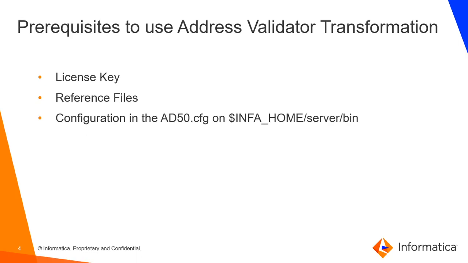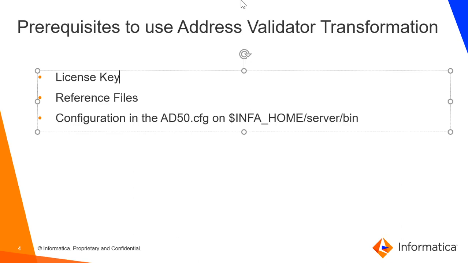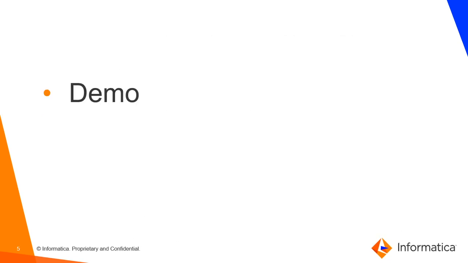The prerequisites to use the address validator transformation are a license key. You have to contact the Informatica shipping team who will provide you with the license keys to be used with the address validator transformation. Next, we'll be requiring the reference files, which can be downloaded from the DQC portal. Lastly, for PowerCenter, we have to modify the ad50.cfg file on the InfaHome server bin with the address validation properties. Let's move to the demonstration.